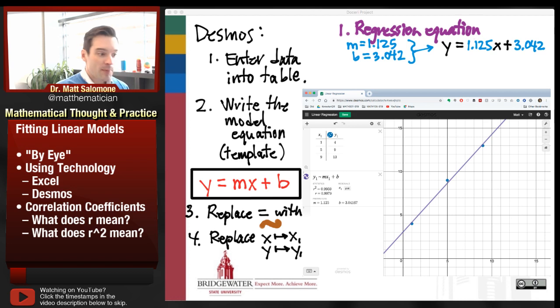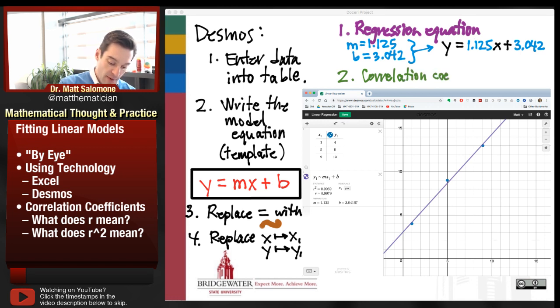But there's one more piece of information that we get out of a regression calculation that's important to mention, and that's called a correlation coefficient. And Desmos gives it to us in two different ways, but what these two numbers are going to tell us. Correlation coefficient kind of tells us how strong is the model, how closely, I'll try and write this over here, how closely does the line match the data?